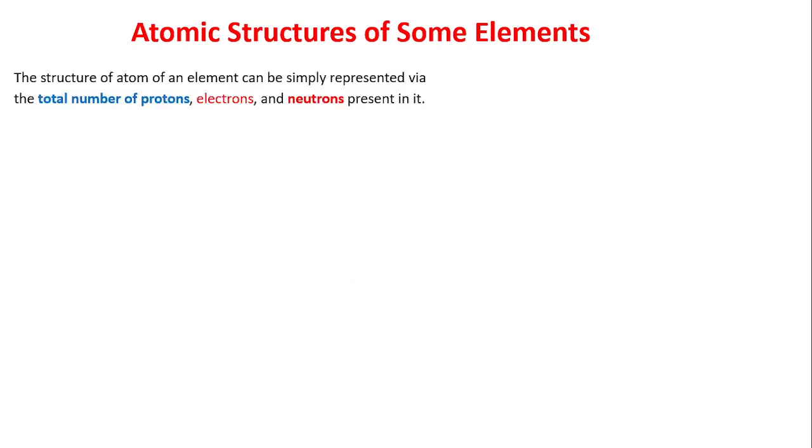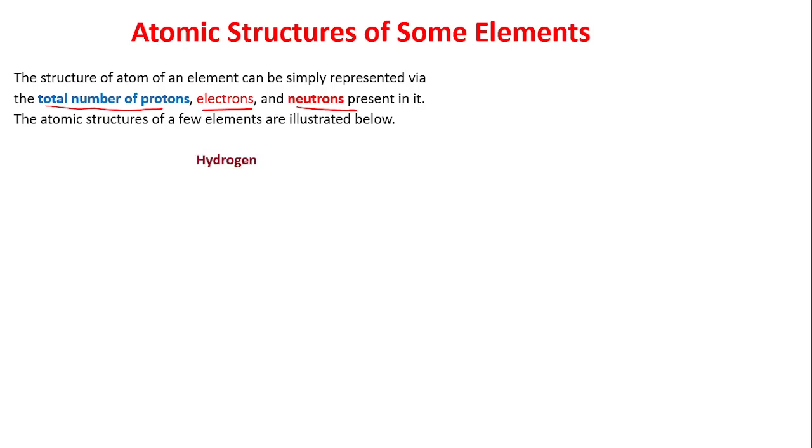But there are also other elements like copper, calcium, phosphorus, sulfur. Those guys just exist in small amounts. So in this particular lesson, I'll focus on the most common ones. The structure of an element can be easily represented through the total number of protons, which is known as the atomic number. Remember that. Also the electrons, and also the neutrons.